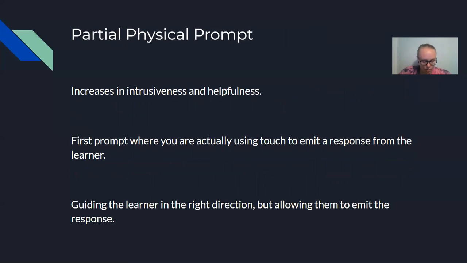Moving up the ladder, we're almost to the top of the ladder. This is what is called a partial physical prompt. This, once again, increases in the intrusiveness and helpfulness you provide. This is actually the first prompt where you are using touch to help the learner emit the desired response. Partial prompts involve you guiding the learner in the right direction, but allowing them to finish the response out. So you may guide them in the right direction, but you're not forcing that compliance or that response.